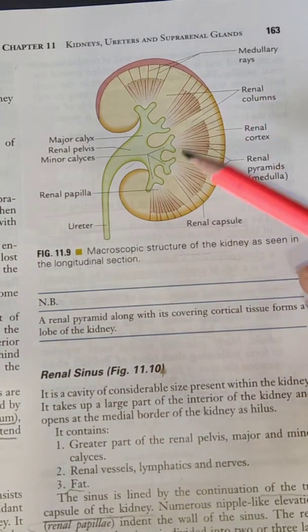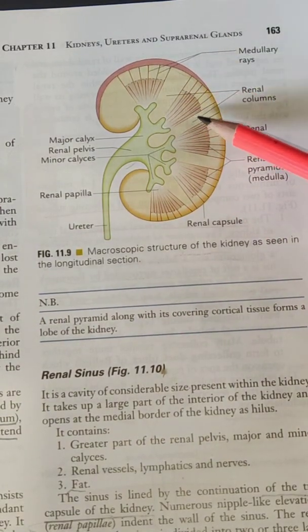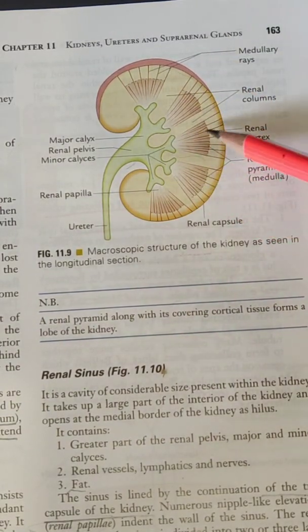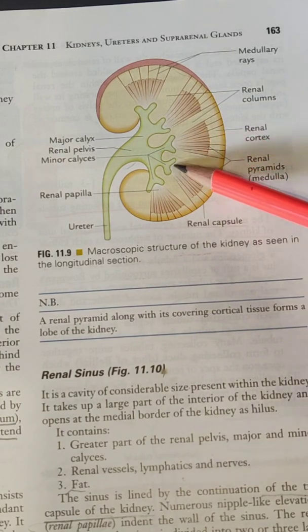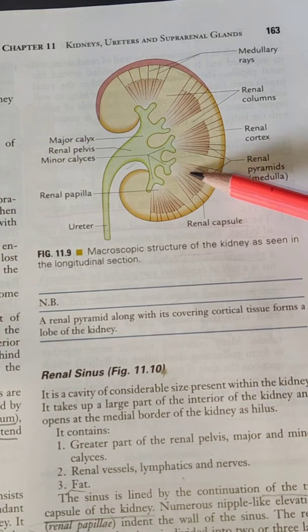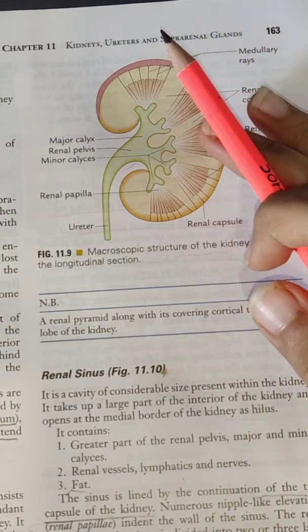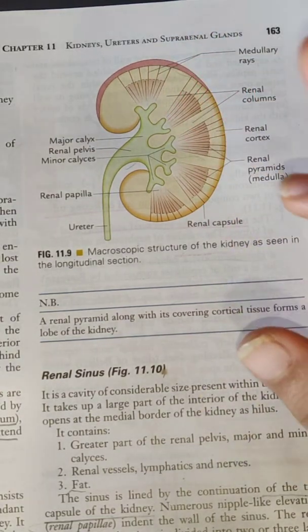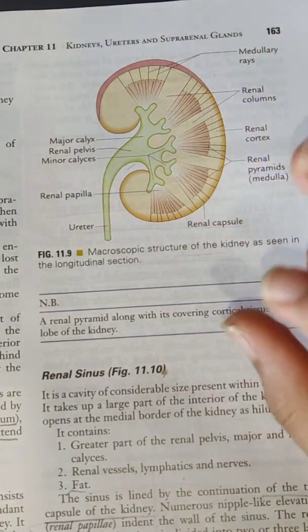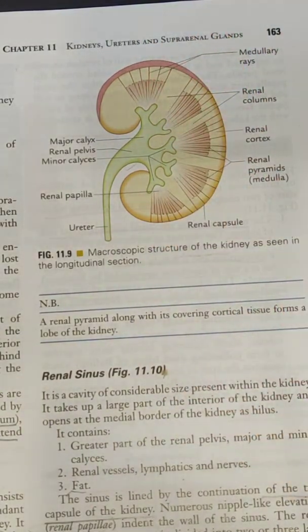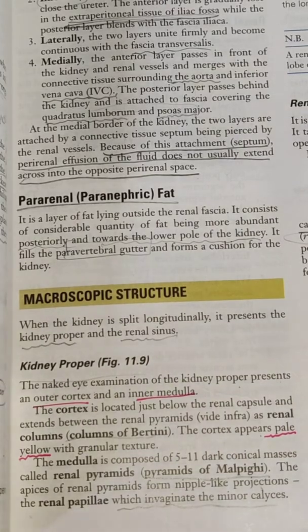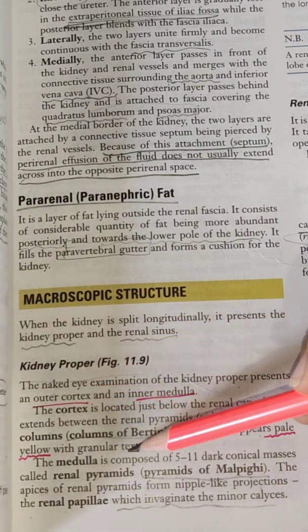As we can see in this diagram, there are renal columns and there are renal pyramids. This area is called the renal columns, or columns of Bertini. The cortex appears pale yellow, whereas the medulla is a bit brownish in color. So the cortex appears pale yellow with granular texture.